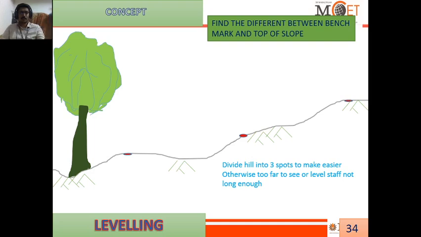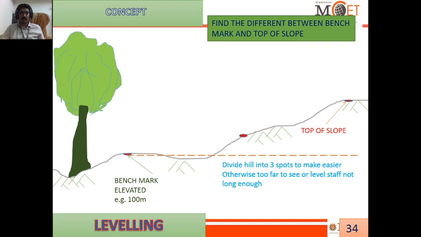Since it is a sloping terrain, the instrument height can't go beyond a limit, so we can take the reading only up to the leveling staff visibility. So divide the hill into 3 spots to make it easier, otherwise it is too far to see, or the level staff is not long enough, right? So let us assume the benchmark as 100 meter. We need to determine the elevation of the top of the slope, the difference between the benchmark and the top.